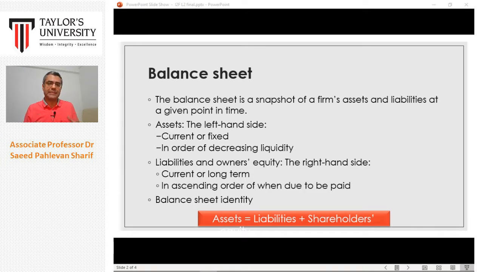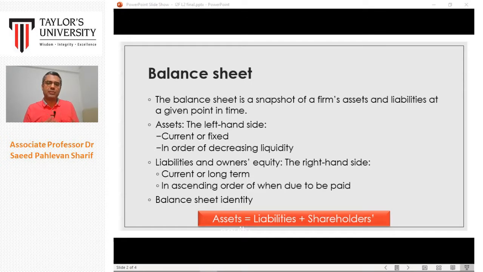As I said, there are two main groups of assets. Number one is fixed assets. Their life is longer than 1 year. And then we have current assets, meaning their life is shorter than 1 year. What type of asset? Can you give me an example? For example, inventory or cash.